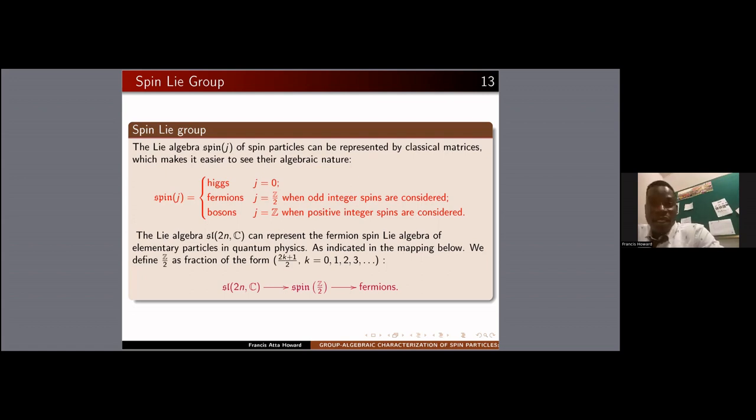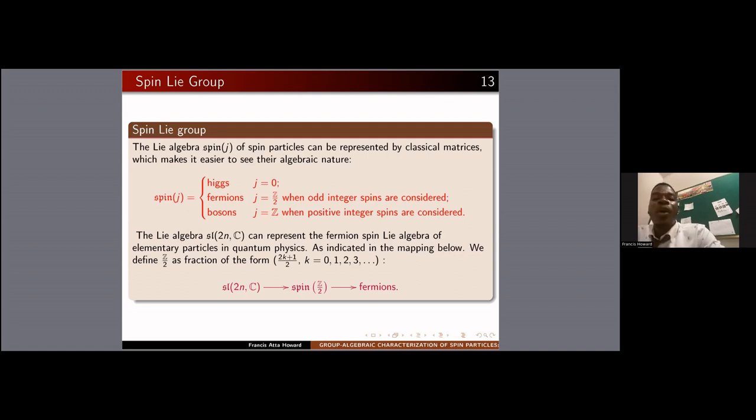When I take the spin J which is a fermion, I consider only odd integers, and these odd integers must be a half. So I consider half odd integers. And all this obeys the Fermi-Dirac statistics, which makes them a fermion, a half integral particle.